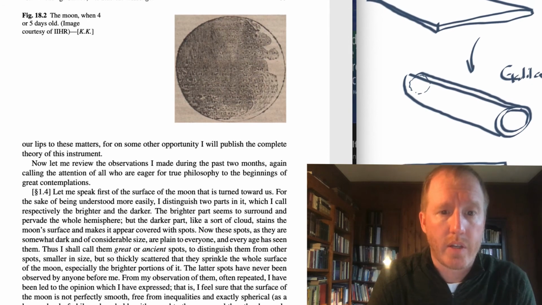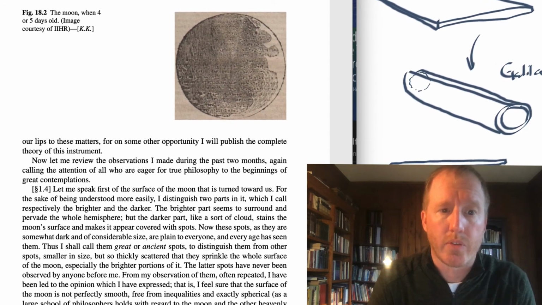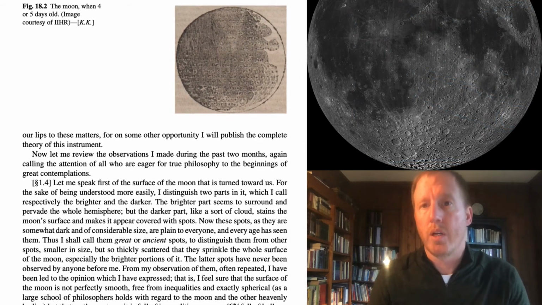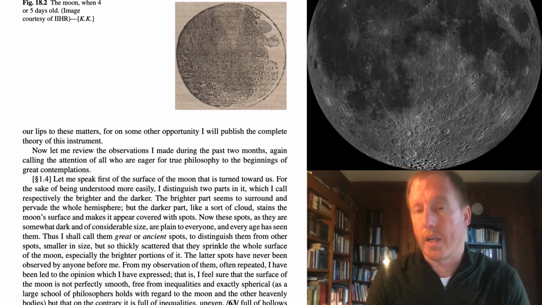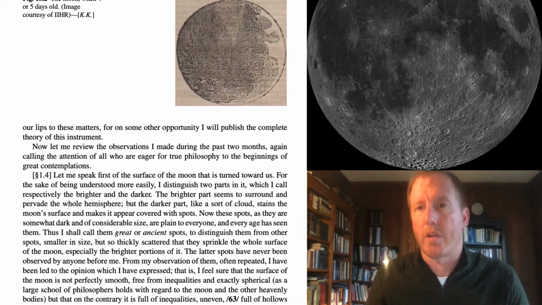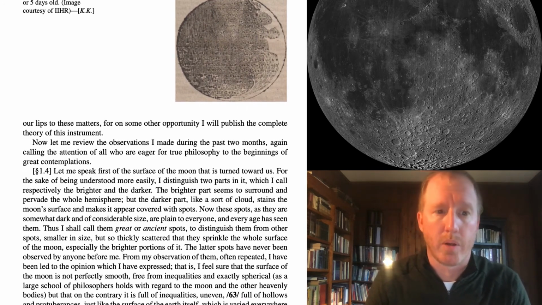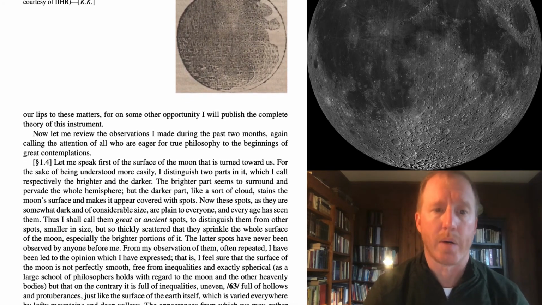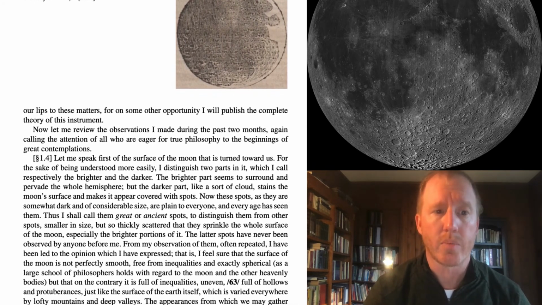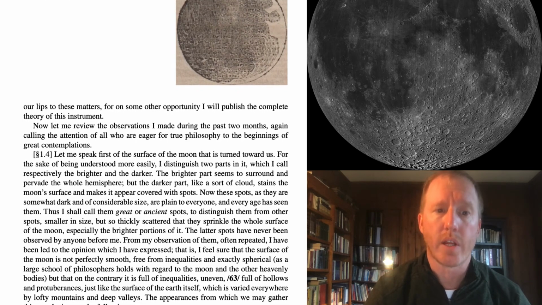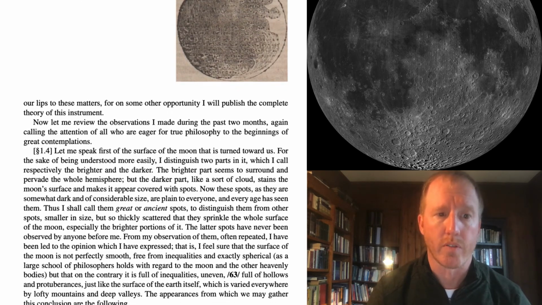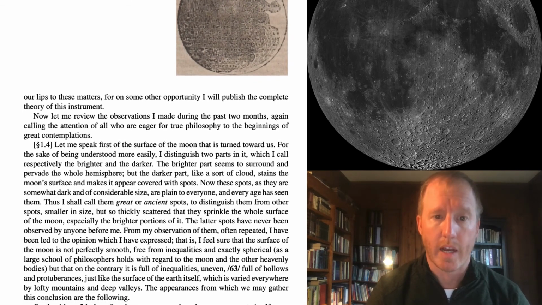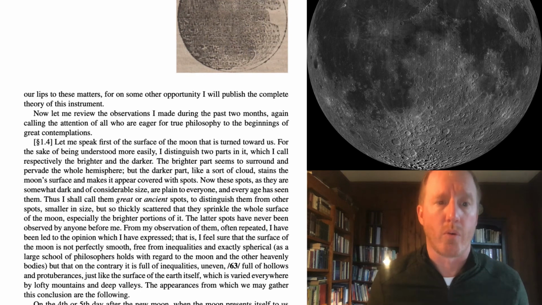Now these spots, as they are somewhat dark and of considerable size, are plain to everyone, and every age has seen them. So when you look at the moon with your eye, you go out tonight and look at it, certain parts of it appear kind of cloudy and dark, and other parts appear bright. He says, thus I shall call them great or ancient spots, to distinguish them from other spots smaller in size, but so thickly scattered that they sprinkle the whole surface of the moon, especially the brighter portions of it. The latter spots have never been observed by anyone before me.